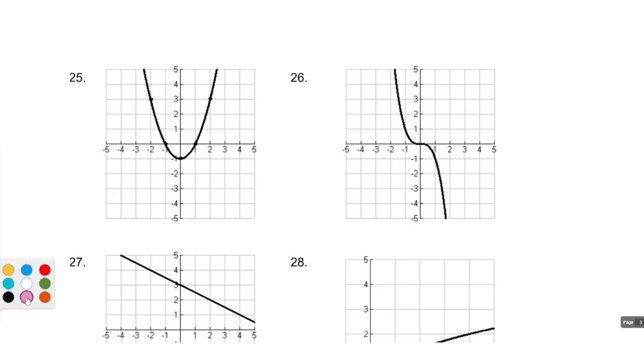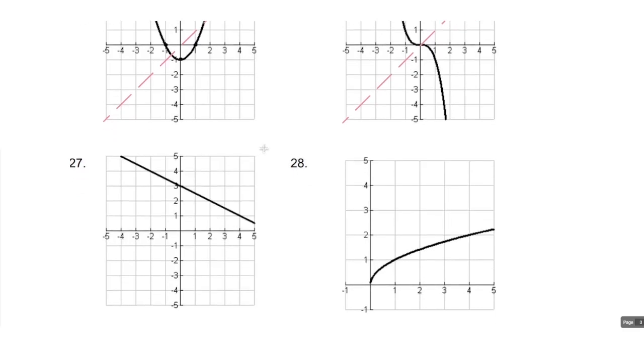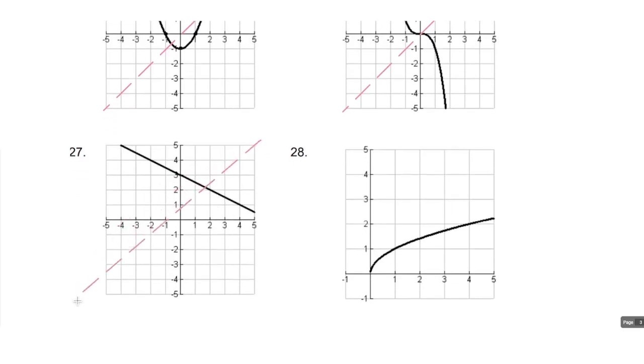These inverses are going to be reflections over the line y equals x. So it could be helpful to draw a line here. I'm doing it in pink, but you might also consider drawing a dotted line, just so you can see that the symmetry is over this line. And it's going to be true for all of these functions. That's just how inverses work. Their graphs, I should say, are always reflections over the line y equals x.